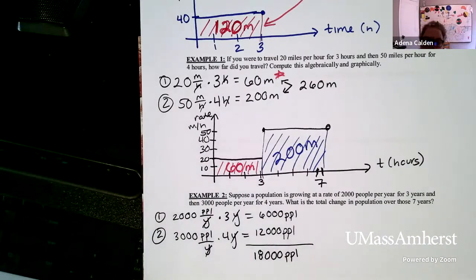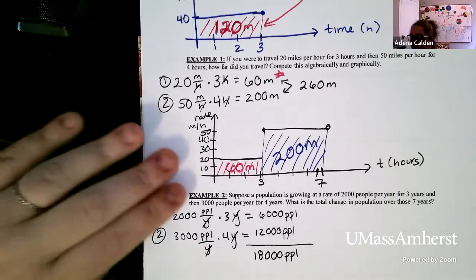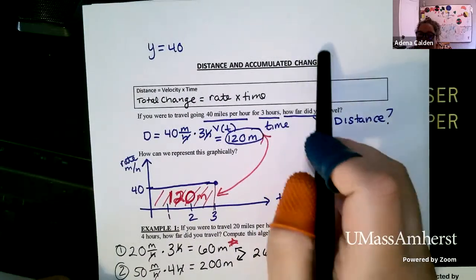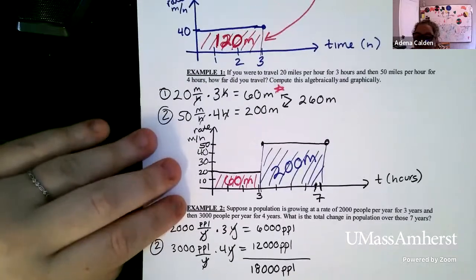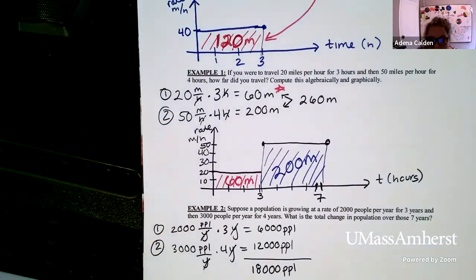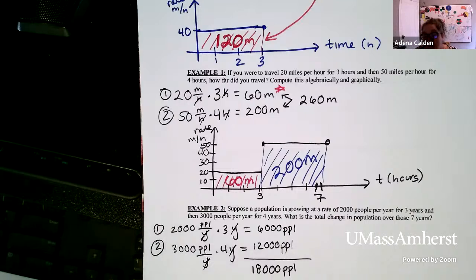How do I know it grew? Because the number is positive. We can have negative rates, and that will result in a decrease in the original function. But when your numbers are positive, it results in an increase of the original function. So again, this is not the size of the population, it's how much the population changed. So when we talk about accumulated change, we are finding out information about how much our original function changed over some period of time.